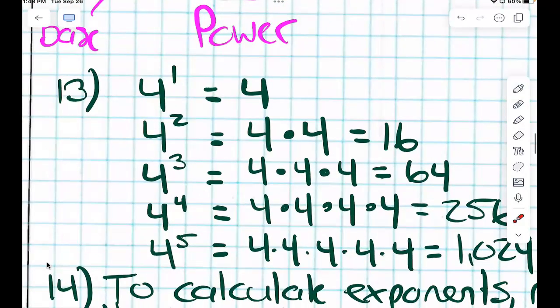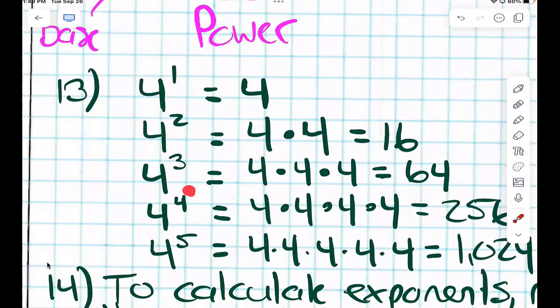So let's just take this one right here. I have 4 to the power of 2, yeah? The boss is the exponent, and the base just kind of listens to the exponent, right? So the exponent is telling the base to multiply itself how many times? 2 times. So it's 4 times 4, right?